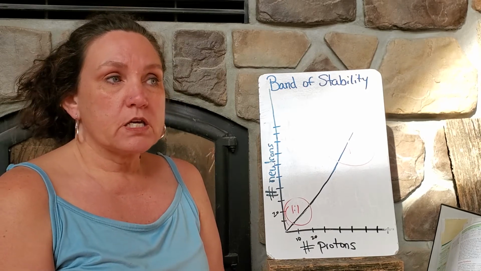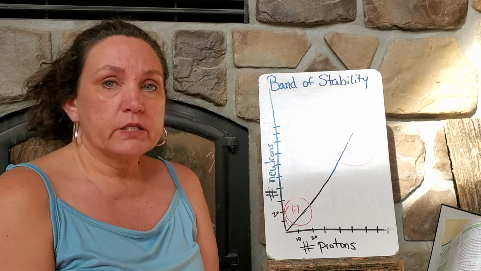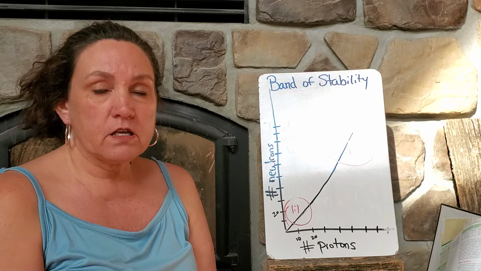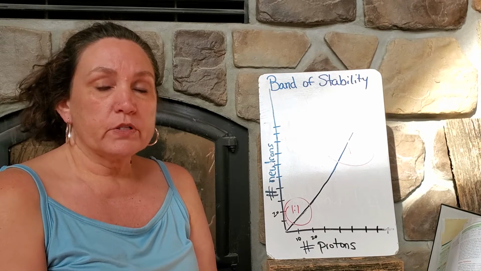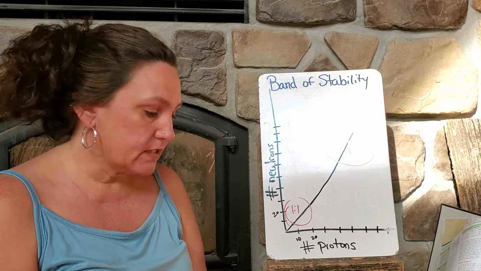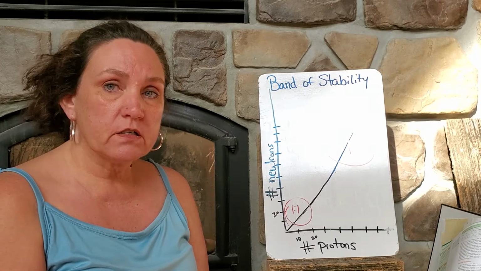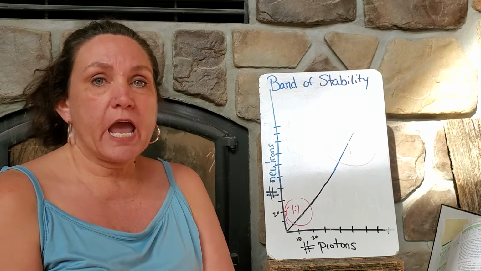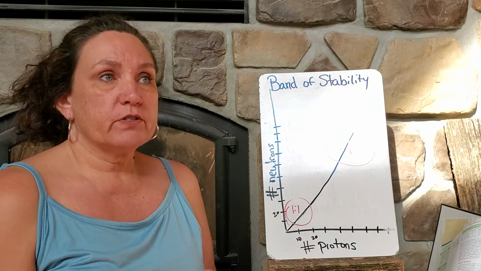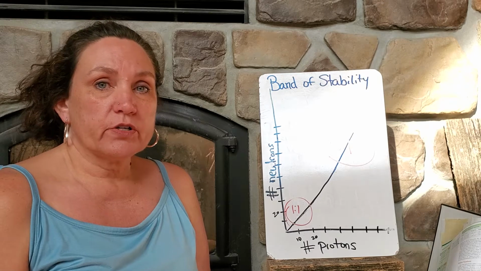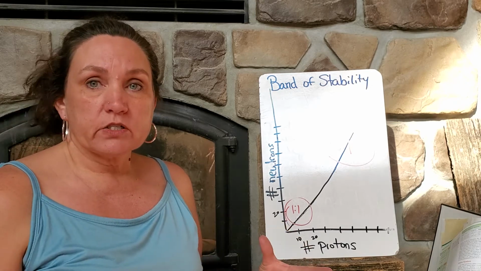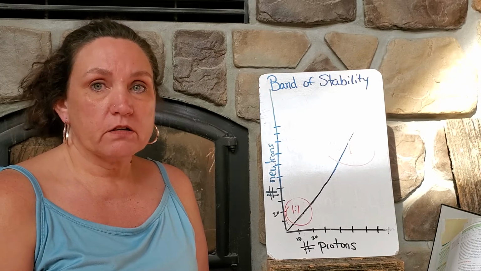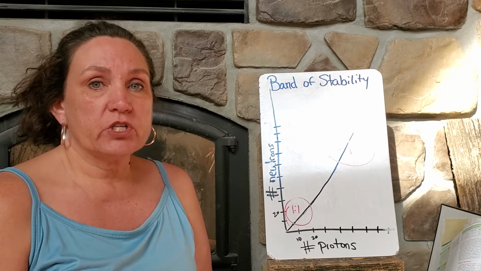So once we get above lead, number 82 on the periodic table, there is no number of neutrons that will make something stable. So everything on the periodic table past lead is radioactive, is unstable. It's going to do some sort of a decay. There's not enough of that strong nuclear force. The nucleus is just too big. It will eventually fall apart and decay, actually change into something new.